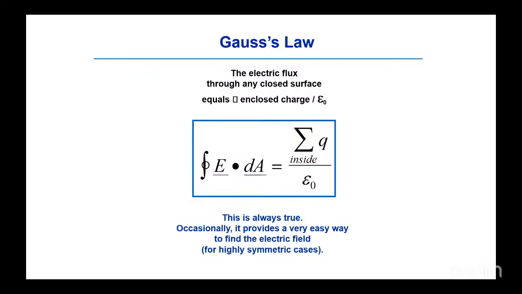Occasionally it provides a very easy way to find the electric field. One application is a sphere which has a positive charge, with a small radius. If you want to calculate the capital E value, you can easily find it out by using Gauss law of electrostatics.